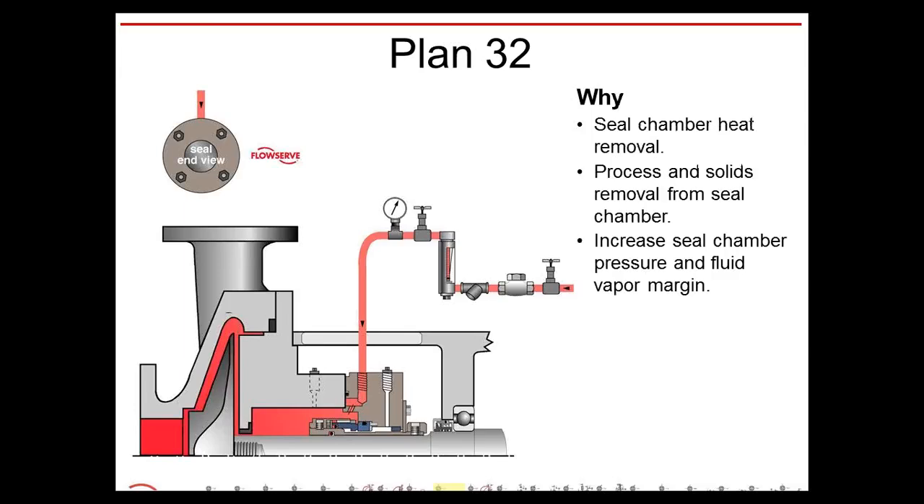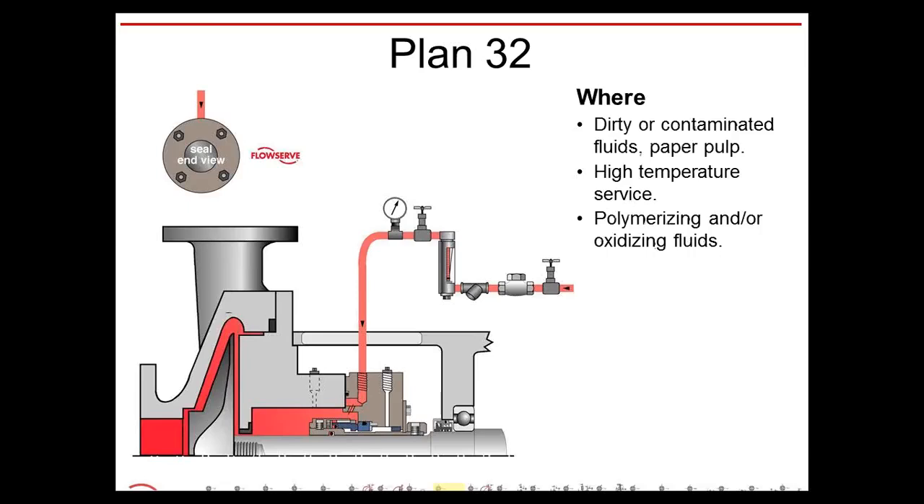Again, it adds excellent seal chamber heat removal. Since you are literally giving it a designer flush for your single mechanical seal, the heat removal is a very big key component in the Plan 32. Again, you don't have to worry about process solids in your pumped media affecting your seal, because you are flushing them away with some sort of external source. And of course, you can increase the seal chamber pressure, if you have enough pressure on your seal flush system, by adjusting the pressure regulator.